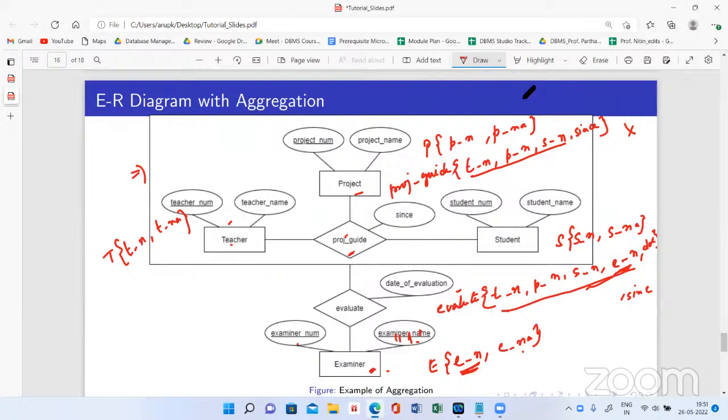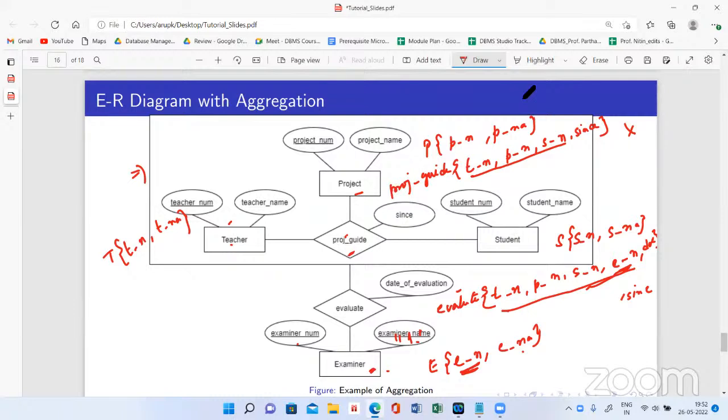Then we can combine them. But what happens if all the projects which are guided by the teacher and made by the student are not evaluated? There may be some projects which are not evaluated, right? It's completely understandable. What will happen then? Date of evaluation will be null. Examiner will be null because it is not evaluated. But this is a part of your primary key. You can assign an examiner number but keep it unevaluated. No, that's not good.